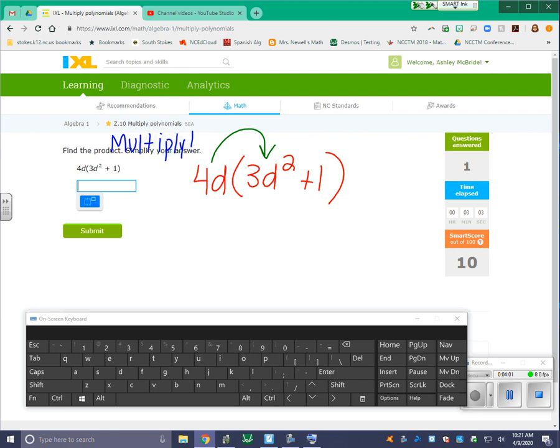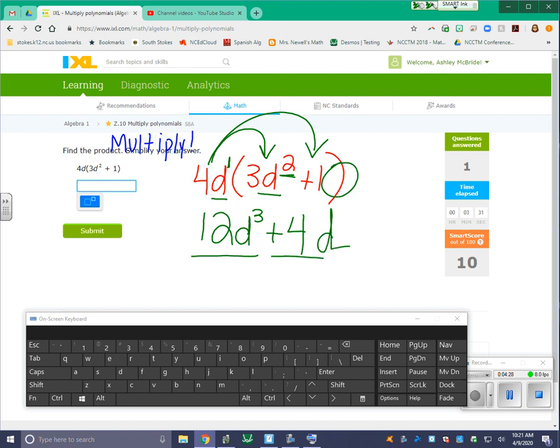4 times 3 is 12. D times d to the second. So there's 1d here, and there's 2 right here. So how many are there all together? Well, there's 3. Distribute again. 4 times 1, big 4 times big 1 is 4. D to the first power, and there's no d over here, so we're just going to drop that down. And that's it. These two don't go together.